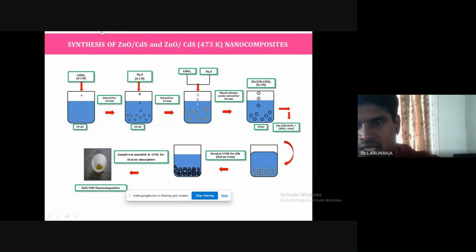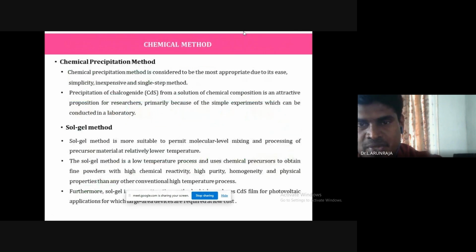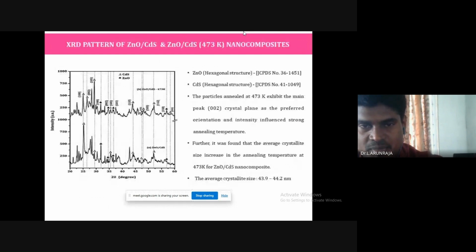Finally, we got cadmium sulfide and zinc acetate mixed, dried at 373 K for 48 hours in a hot air oven. Finally, the samples were annealed at 473 Kelvin for 1 hour in an air atmosphere. Finally, we got the zinc oxide CdS nanocomposite. We implemented 2 chemical methods: one is the chemical precipitation method and the other is the sol-gel method.